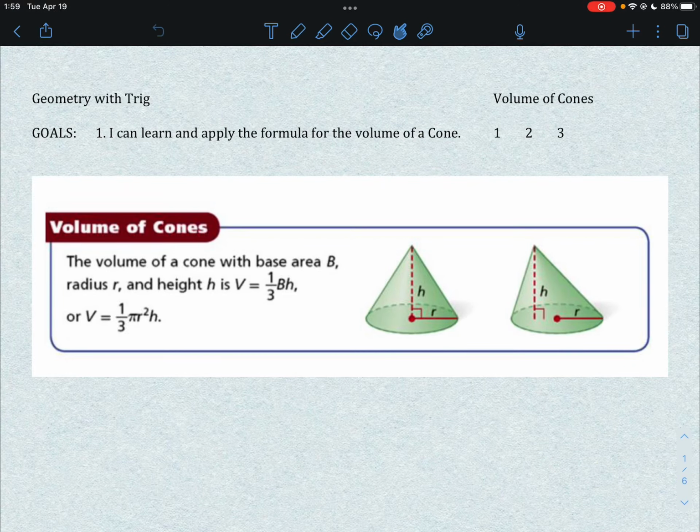All right, let's take a look at this video, and we're going to look at the volume of cones in this video. So in our last video, we looked at the volume of cylinders. Now we're going to take a look at the volume of cones.